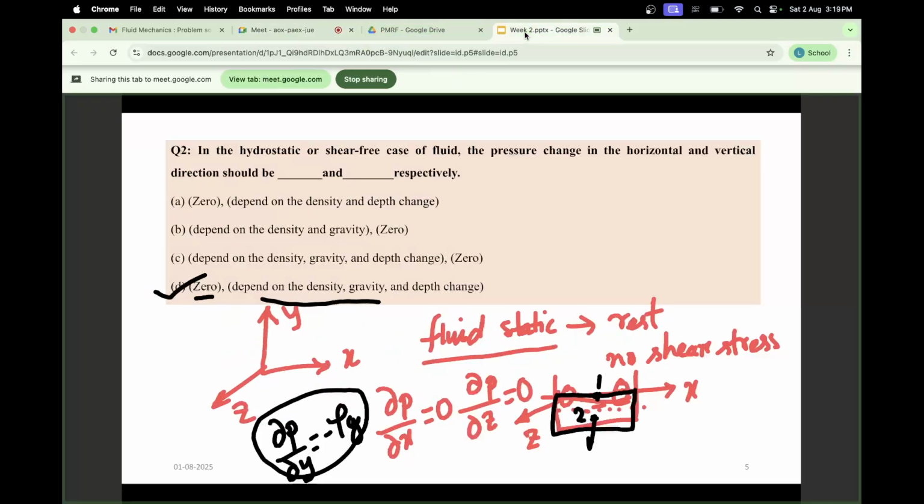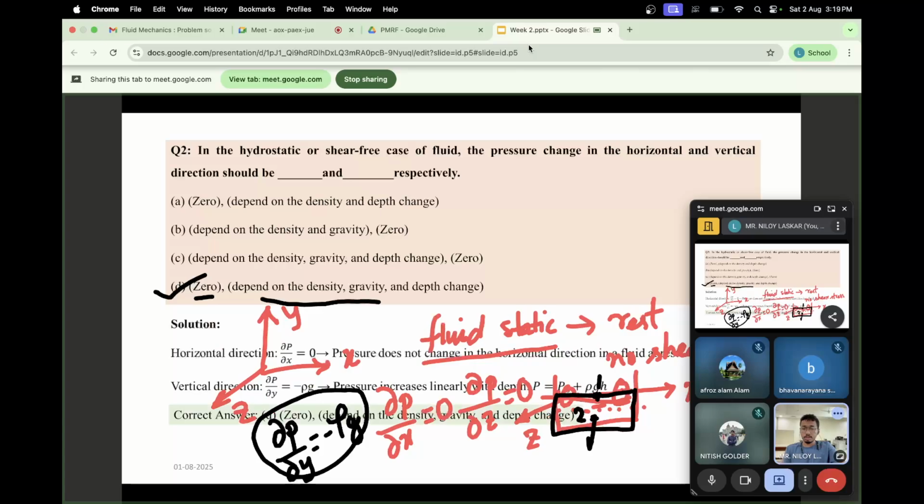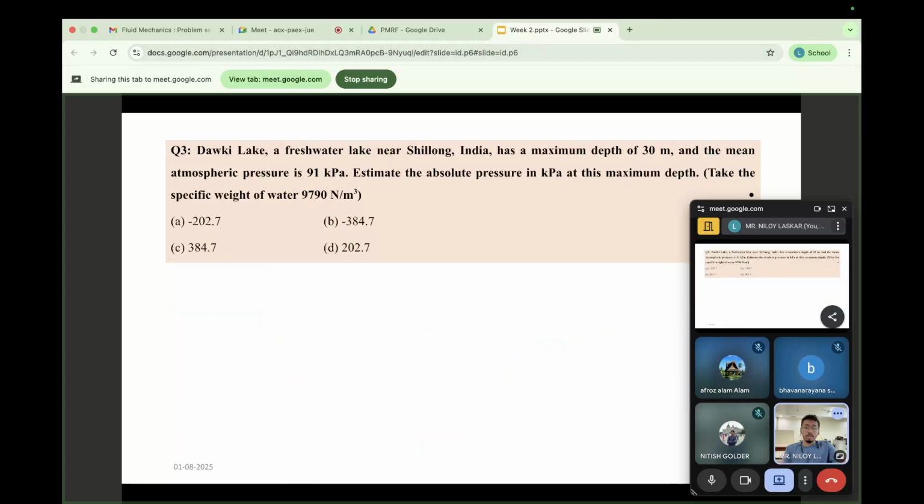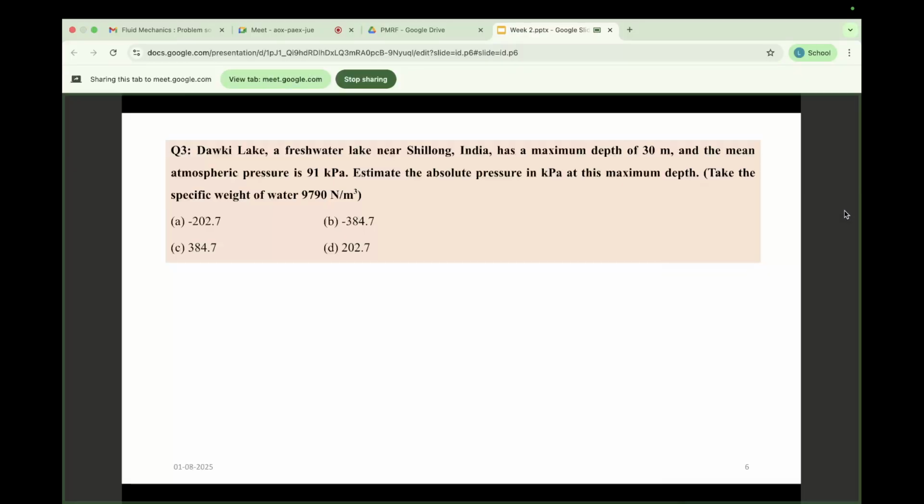Okay. So I am moving to this third question. It's basically a calculation that is related to the previous one. In this question it is asked: Dauki Lake, a freshwater lake near Shillong, India, has a maximum depth of 30 meter and the mean atmospheric pressure is 91 kilopascal. You are asked to find the absolute pressure in kilopascal at its maximum depth.